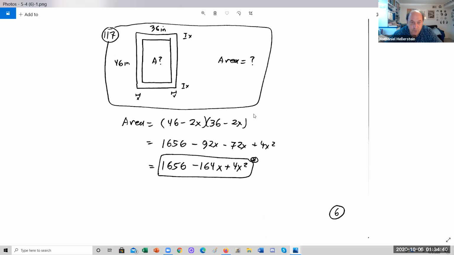Okay, and this is the case for FOIL. 46 times 36 is 1656. Outer is 46 times minus 2X, that's minus 92X. Inner is minus 2X times 36 is minus 72X. And last is minus 2X times minus 2X is plus 4X squared. All that's left here is that we add these two like terms. And minus 92X minus 72X is minus 164X. So the upshot is 1656 minus 164X plus 4X squared.